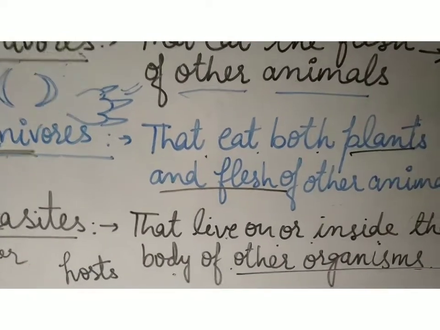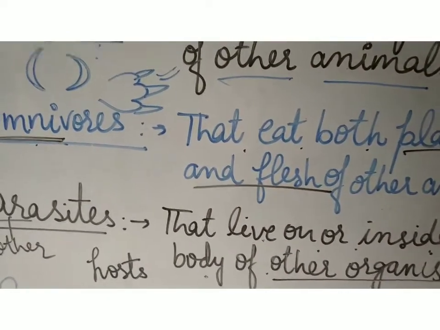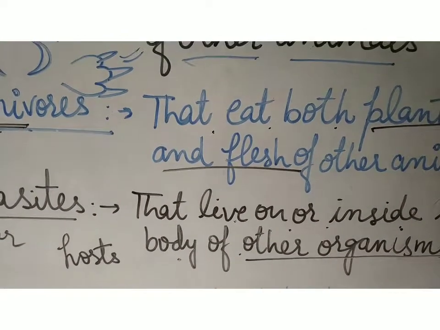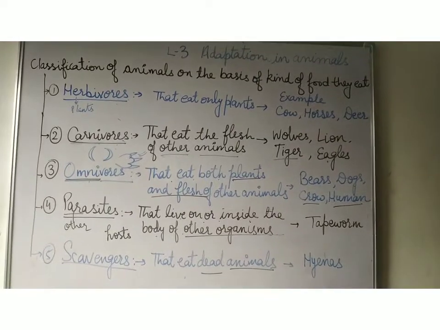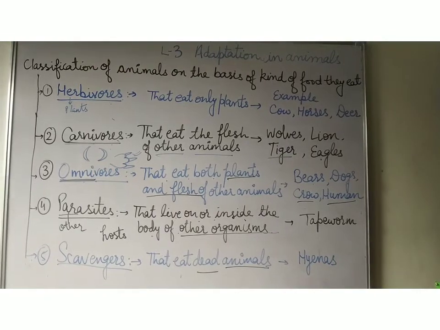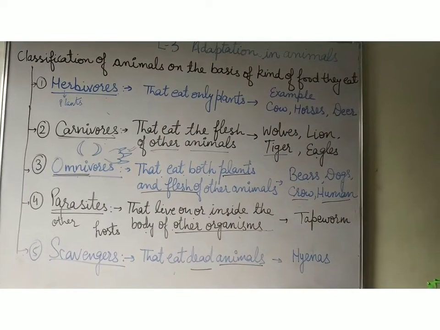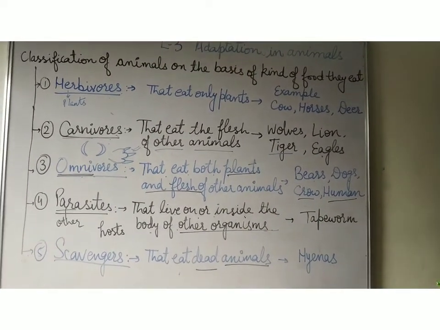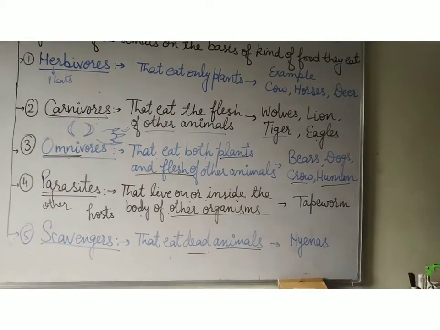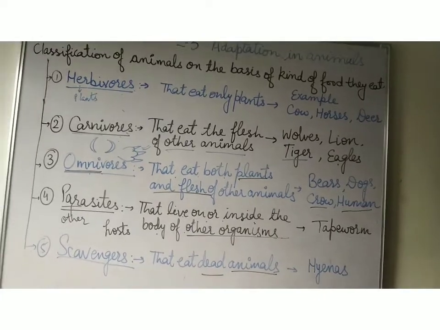You know, children, scavengers have an extraordinary sense of smell and excellent eyesight. You can see this is a vulture. Vultures have very strong jaws and very good eyesight. So children, this is all about the classification of animals on the basis of the kind of food they eat. They are classified into 5 categories: herbivores, carnivores, omnivores, parasites and scavengers.